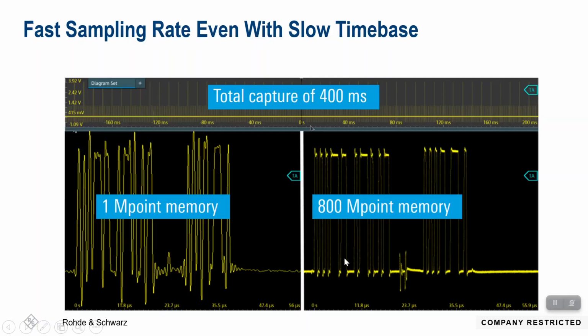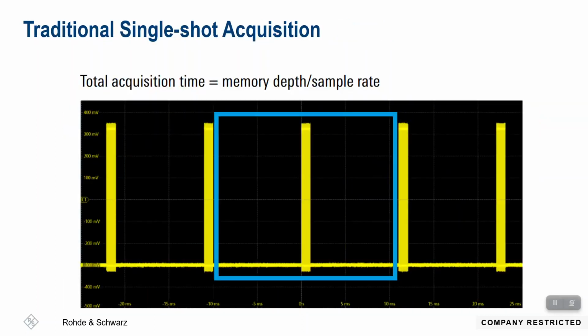And then with 800 megapoints of memory, we can see it looks much different. The edges are sharp, the signal's consistent. So if you were taking a long capture and you had 1 megapoint of memory, your rise times and things like that are going to be inaccurate. And if you were decoding some type of low-speed serial standard, you'd probably get inaccurate results. So memory allows you to capture more time.